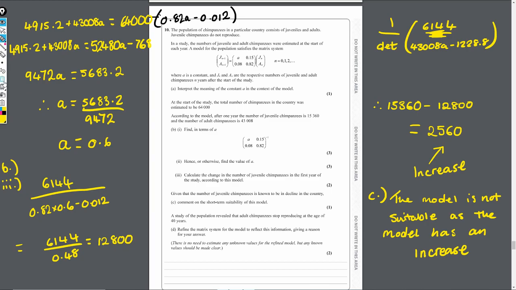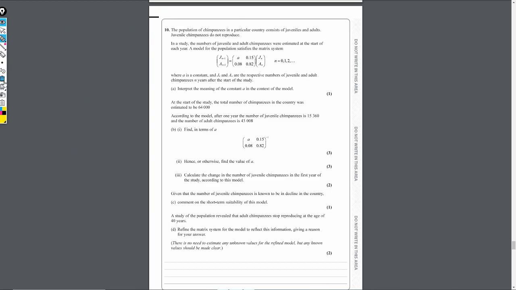Okay, so if we just clear that, and then finally for part D, 2 marks, we're asked to refine the matrix system for the model to reflect this information. And what we're told is that the study of the population revealed that adult chimpanzees stopped reproducing at the age of 40 years. So if they stopped reproducing after 40, what we could do is introduce a new, we almost call it a variable, right? So what we had was we had juveniles, we had adults. I'm going to introduce a third one now. So if we call them, say, elderly or mature, we'll call them mature.